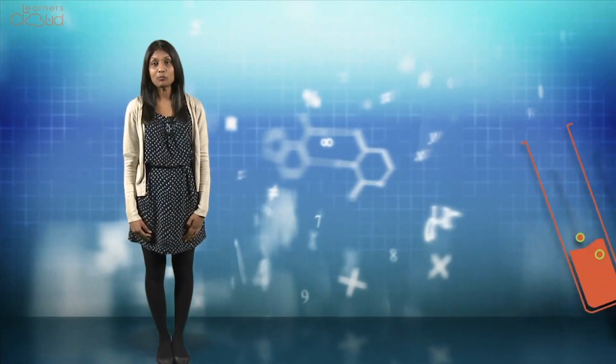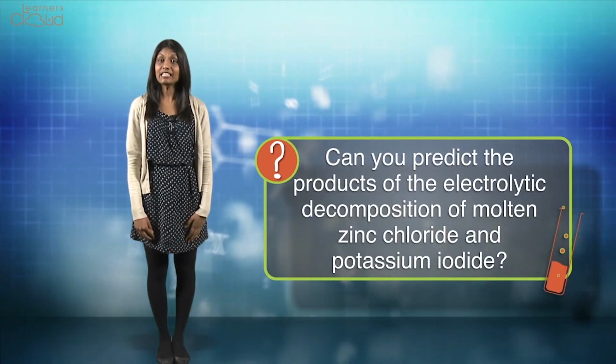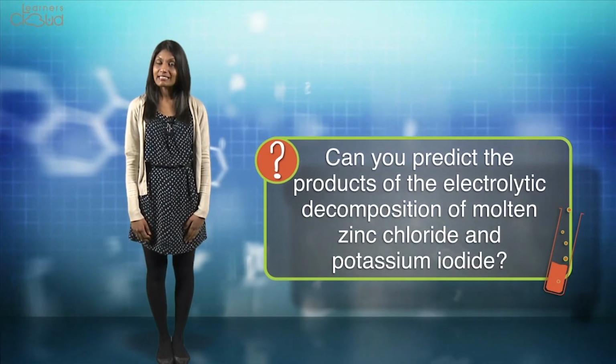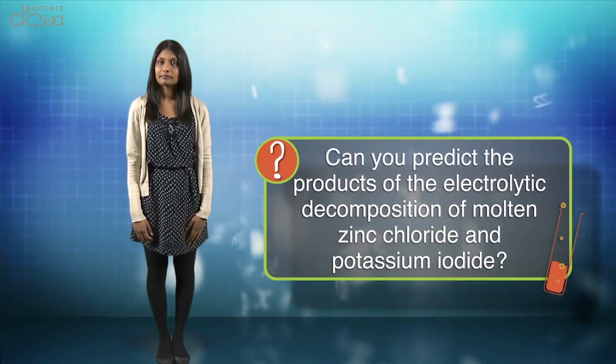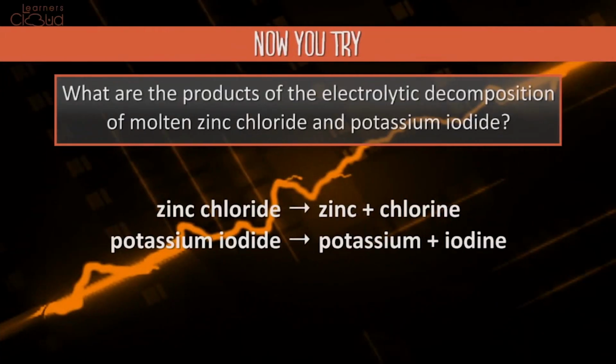So, can you predict the products of the electrolytic decomposition of molten zinc chloride and potassium iodide? Let's see how you did.